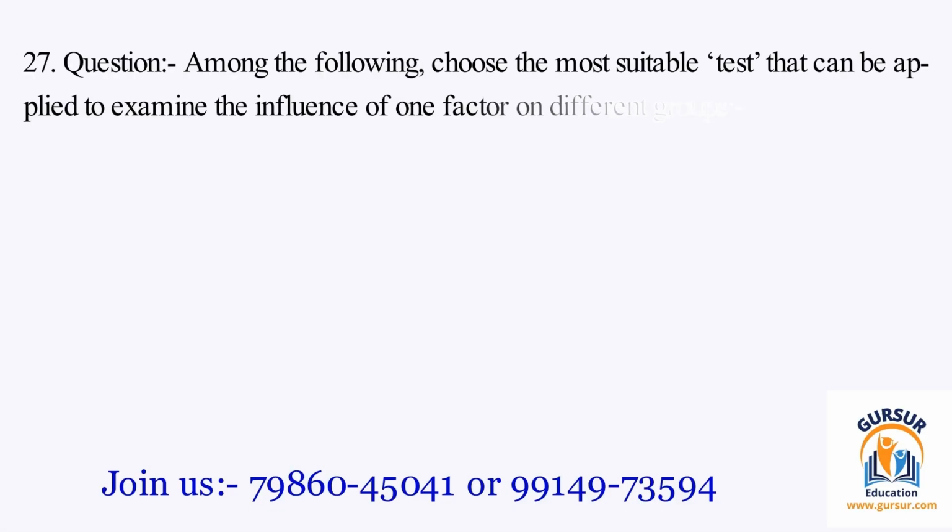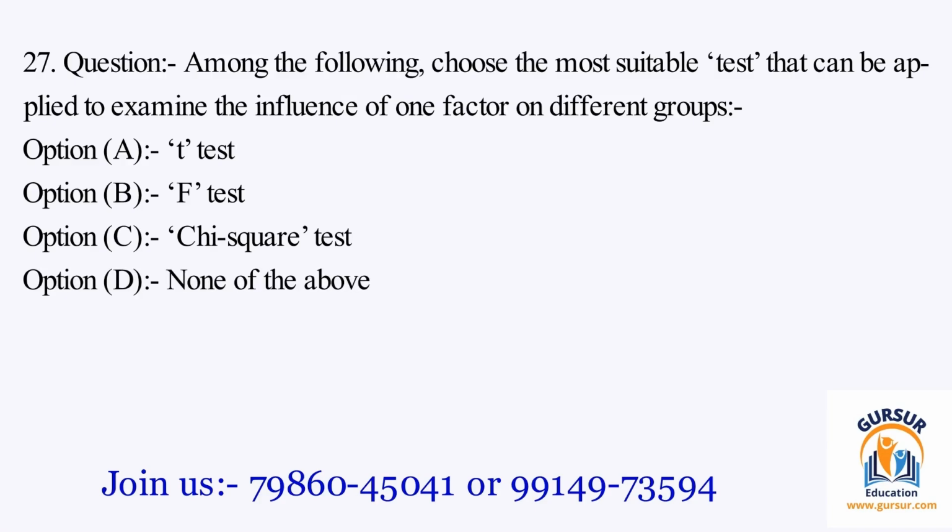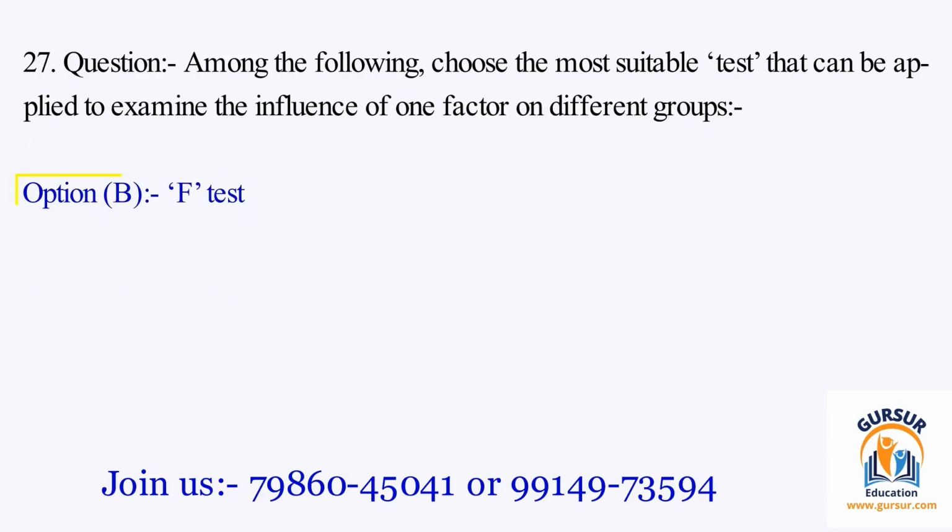Question number 27. Among the following, choose the most suitable test that can be applied to examine the influence of one factor on different groups. Option A is T test. Option B is F test. Option C is chi-square test. Option D is none of the above. The right answer of the question is option B, and that is F test.